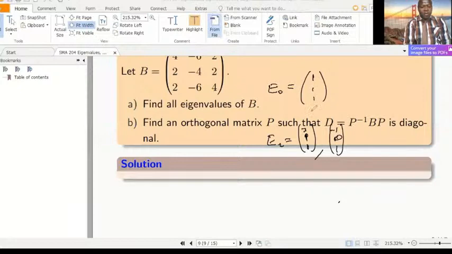Let's normalize the first one, when lambda is 0. Let me call it U. So the normalized U will be (1, 1, 1) multiplied by 1 over the length, which is root 3. So this is 1 over root 3, 1 over root 3, 1 over root 3.